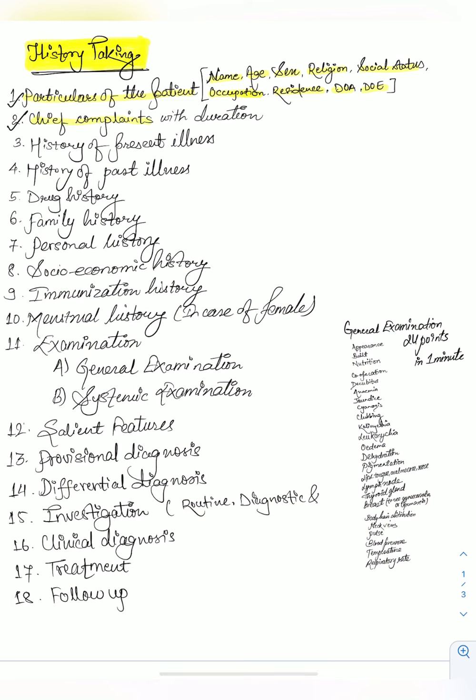Likewise, the second point in history taking is chief complaints with duration. Chief complaints with duration is all about what problem the patient has come to you with. It should be in the patient's language, and a good clinician or doctor should listen carefully to all that the patient says and record it here with duration. And the third point is history of present illness. The points that the patient has told in the chief complaints, the doctor should elaborate and ask for details about the complaints.